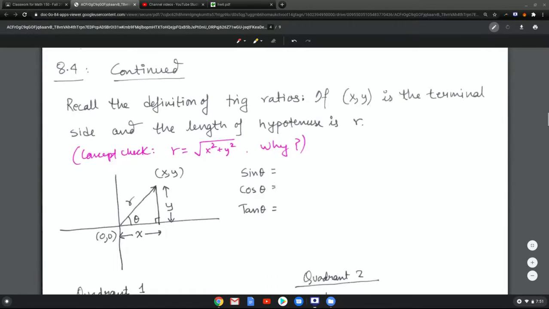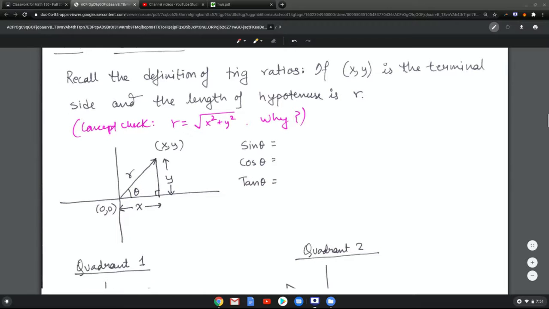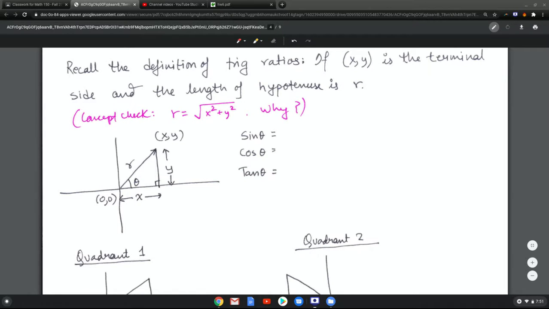Now recall the definition of trig ratio. If (x, y) is the terminal side and the length of the hypotenuse is r, concept check: r is root x squared plus y squared. What are these ratios? Now remember SOHCAHTOA. So sine is opposite over hypotenuse, and the opposite is y, so it's y over r. Cosine is adjacent, which is x over r, and tangent is y over x.